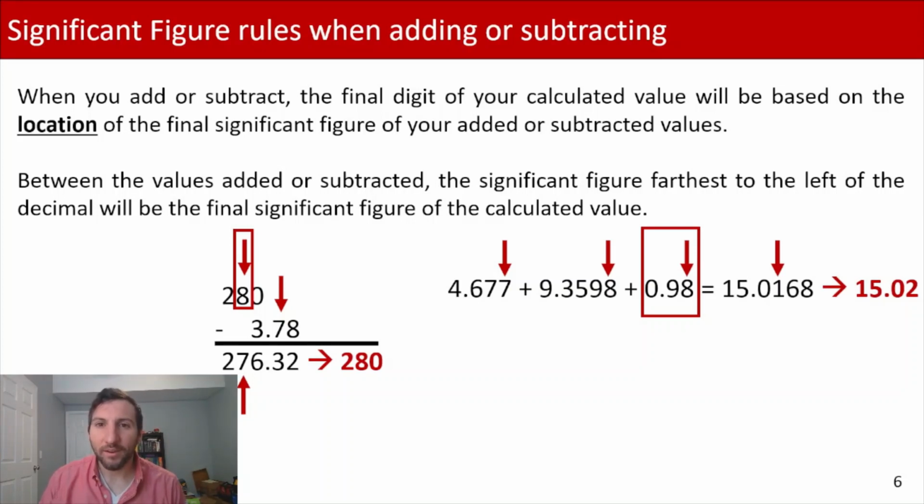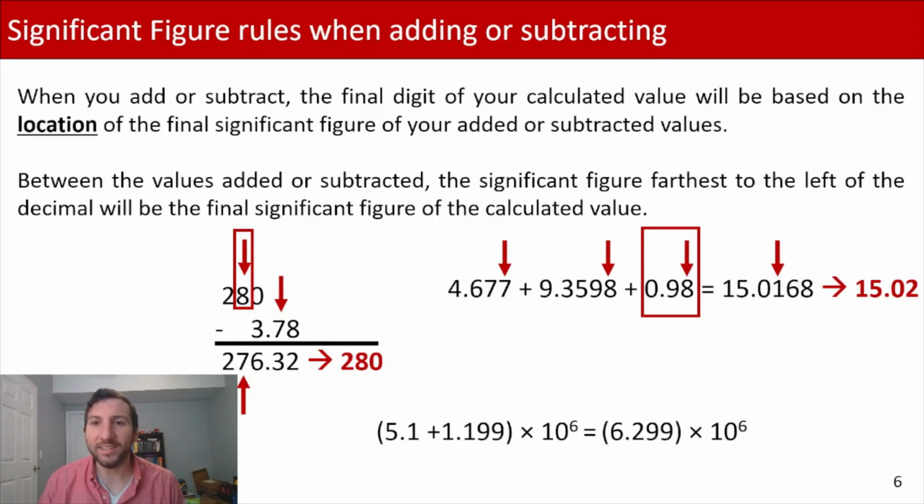And finally, one other example problem is if I have 5.1 plus 1.199 times 10 to the 6th. That would give me 6.299 times 10 to the 6th. And in this case, we're going to take into consideration, again, where the significant figures are. So 5.1 is in the tenths, 1.199 is in the thousandths, and therefore 6.299 has to get adjusted in the tenths column. And that's going to lead me to get a final value of 6.3 times 10 to the 6th.